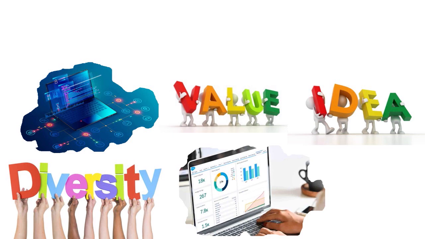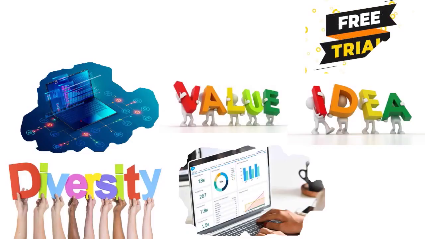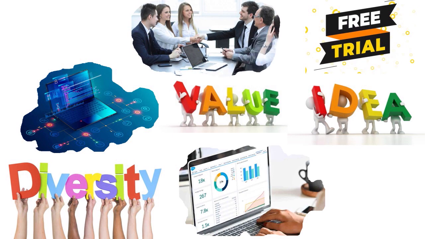So you can start with the Easy Start, probably $39 per user per month. But we recommend that you actually do the free trial first. Try Clio for free so that you are aware of the tools. It's only a 7-day free trial though, but hey, listen, it's still worth it because you can really get a sneak peek into the software to have a clear idea if your staff can cope with it, because the last thing you want is to have a steep learning curve at the beginning, right?